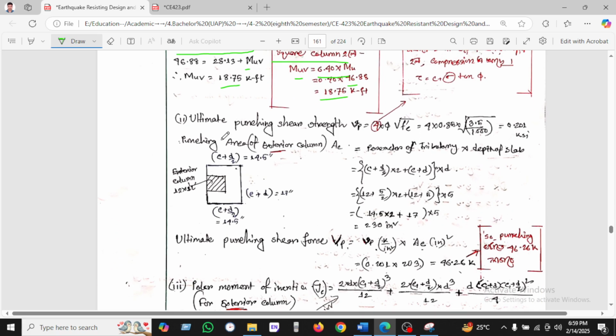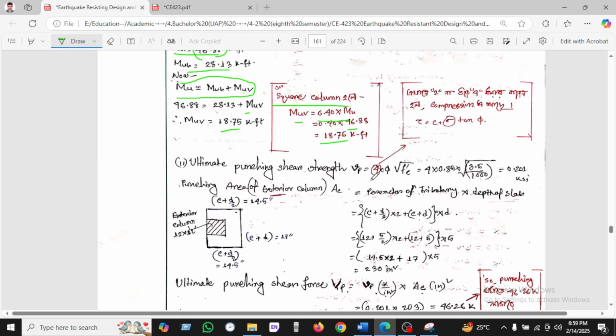Okay, so ultimate punching shear we know 4 into 5 into root over f'c. We are taking here 4. Why we not taking the 2? Because here is a compression. That's why we are taking the 4. Okay, and found 0.21 KSI.